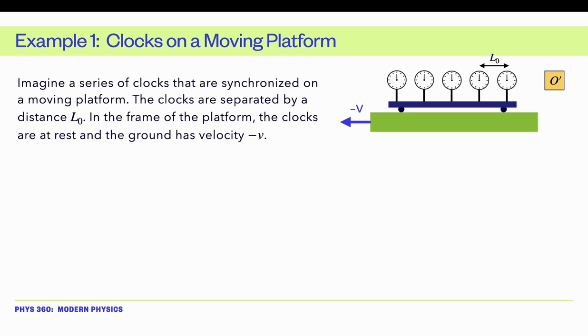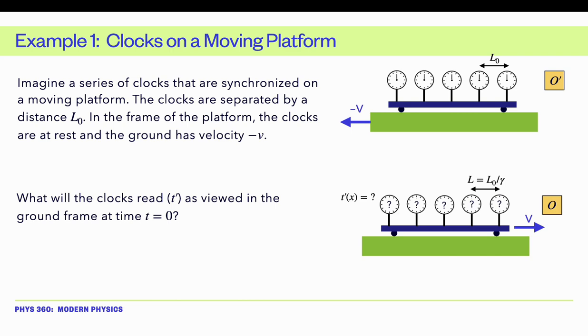In this first example, we're going to see how time varies spatially in a moving reference frame. So we're going to start by synchronizing a set of clocks that are spaced distance L0 apart. All the clocks will be synchronized to the same time in the frame of reference of this platform. We're going to call this reference frame the O prime frame. Now this platform is going to be moving to the right with velocity v relative to the ground. So relative to the platform, the ground is moving to the left with a velocity negative v.